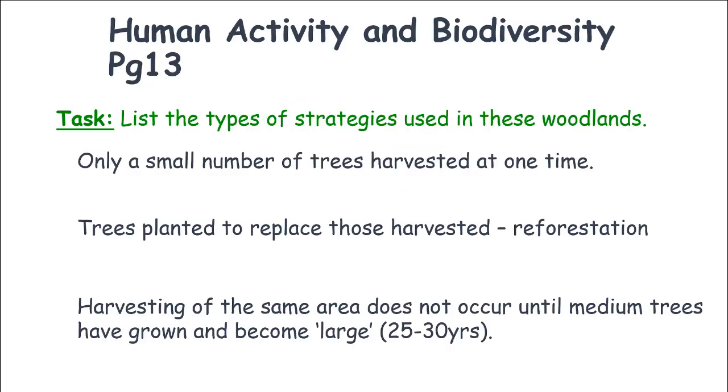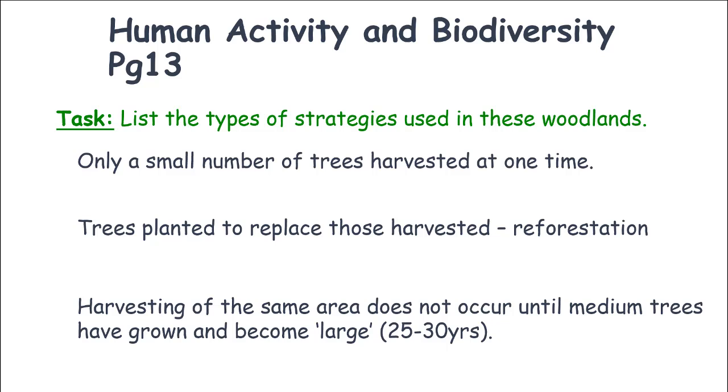So the very final section of ecology then is human activity and biodiversity. So what we've talked about was global warming and eutrophication. Obviously both of those kill different organisms, so that decreases biodiversity. In certain woodlands, they want to avoid cutting them down too quickly, so they use different types of strategies to protect the biodiversity. So in certain woodlands like that, what they do is they only harvest a small number of trees at one time, so that protects the habitats for the organisms, and so it protects the biodiversity of the area.